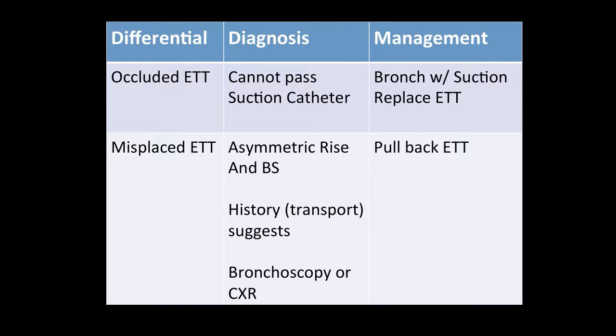An endotracheal tube which has migrated is usually diagnosed by asymmetric chest rise as well as asymmetric breath sounds. Sometimes a history suggests that this may be possible. The patient may have recently been transported, or they may have been turned for a bath, etc. You can diagnose this by performing a bedside bronchoscopy and looking for where the end of the endotracheal tube is.